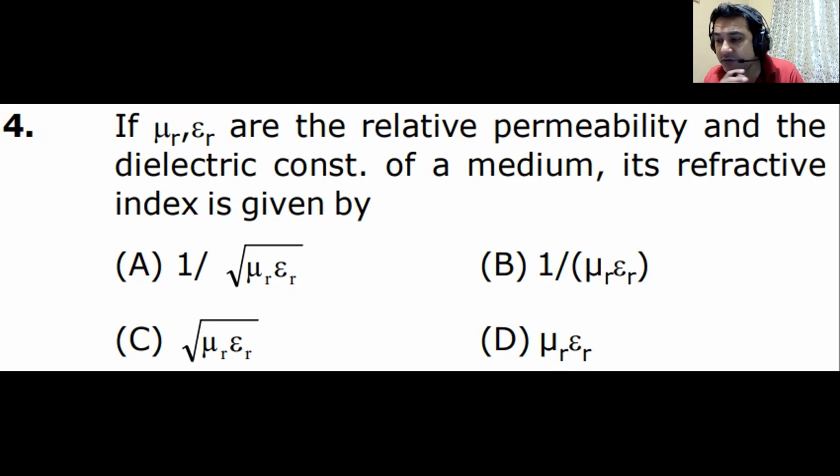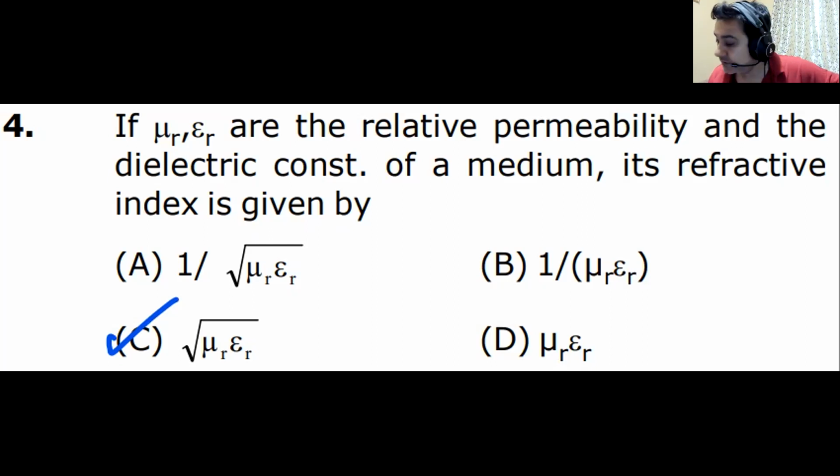A, B, C, D, 1, 2, 3, 4. And I had given you this question in the notes only. The answer is option C, sir. Option C. Remember this formula, beta. N is equal to C by V. Yes, you can use this formula. And this question, I have seen a lot of students getting confused in this one.